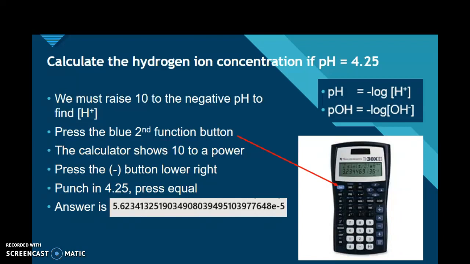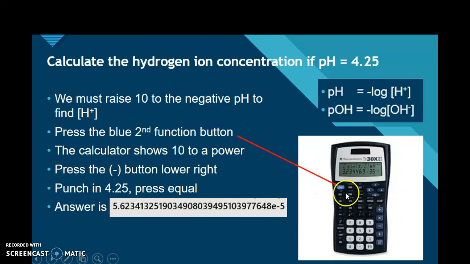This is the opposite relationship. Given the definition, we're going to have to raise 10 to the negative pH to find the hydrogen ion concentration. So remember, the pH is the exponent on 10, the negative value.